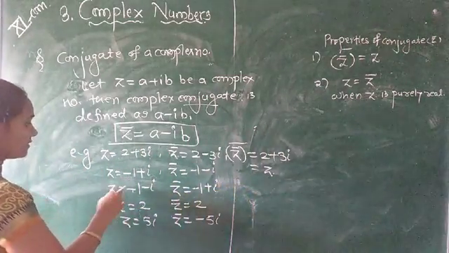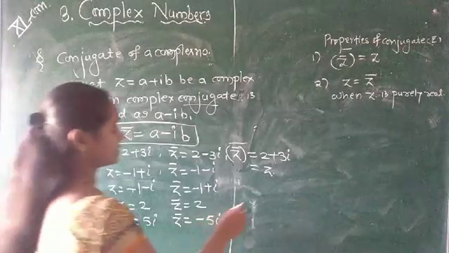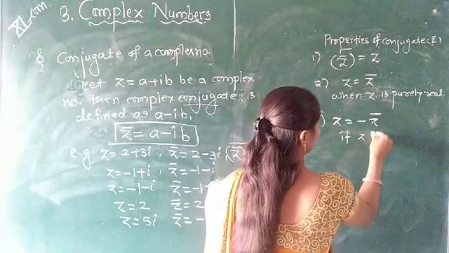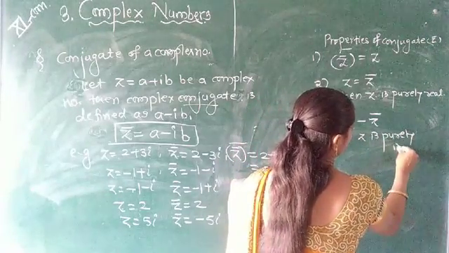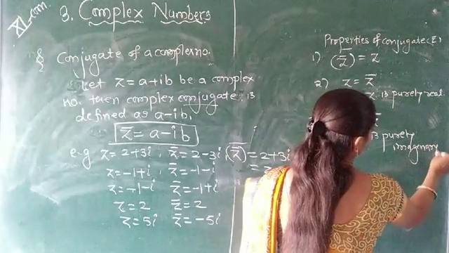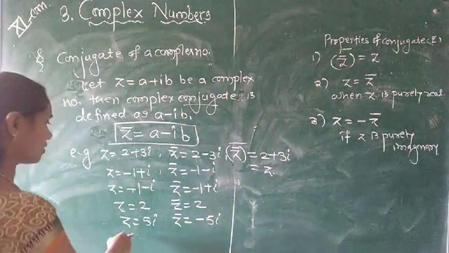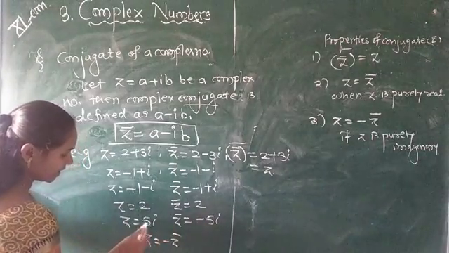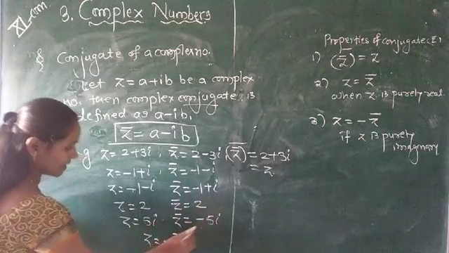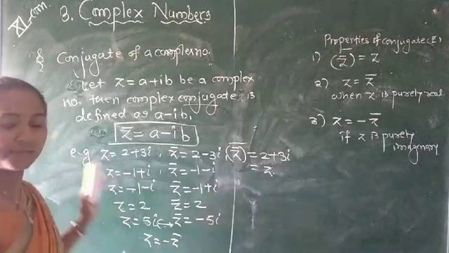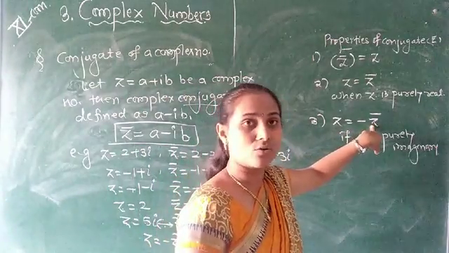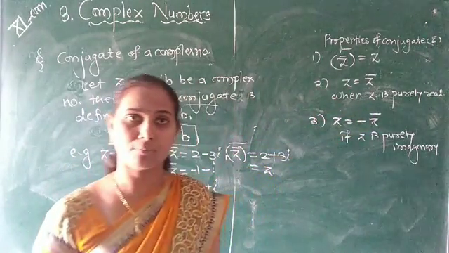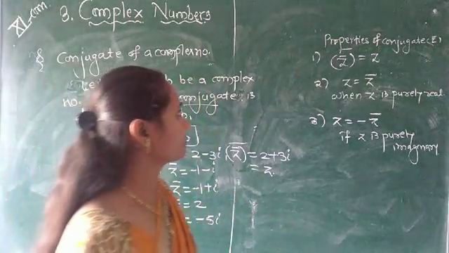And see here, z is equal to minus z bar. Z is equal to minus z bar if z is purely imaginary. When are the two opposite? Z is equal to minus z bar. See here, z and minus z bar. If our complex number is purely imaginary, then z is equal to minus z bar. Both are the same when our complex number is purely real. These are the properties of complex conjugate.